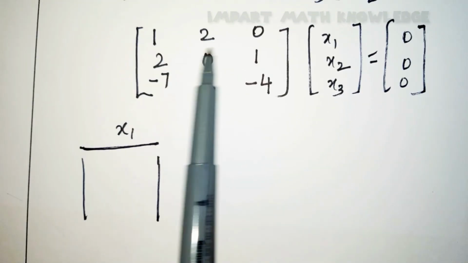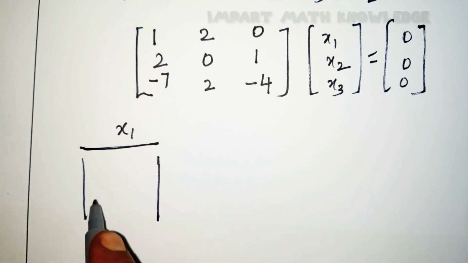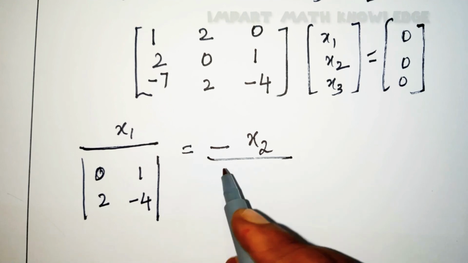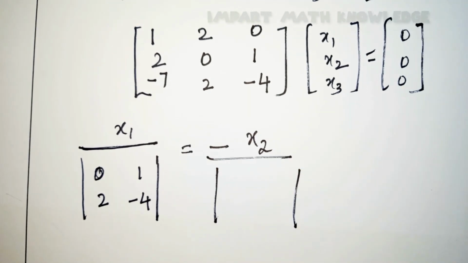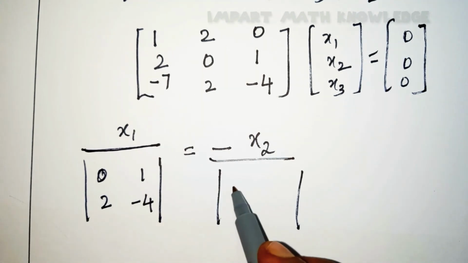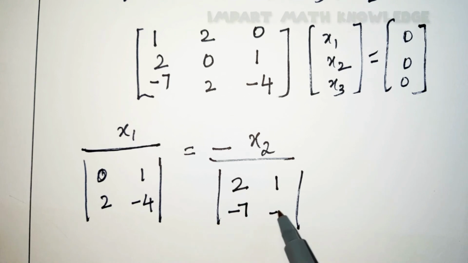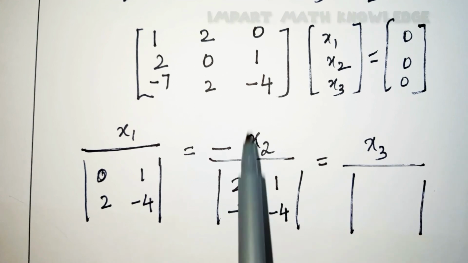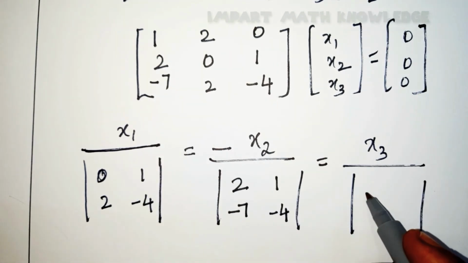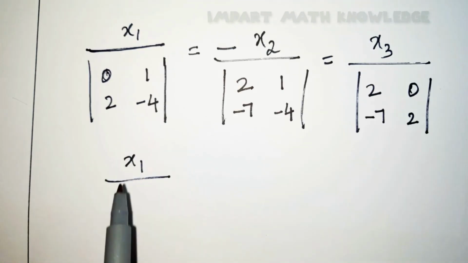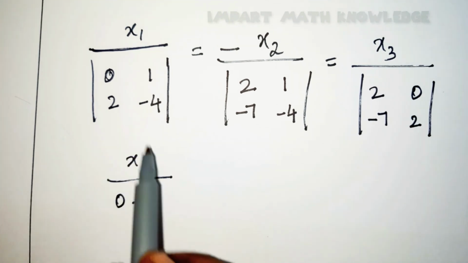For x1 you have to omit the first row and first column, that is [0, 1; 2, -4]. The second term is minus x2. For the second term you have to omit the first row, second column, that is [2, 1; -7, -4]. For x3, you have to omit the first row, third column. So you write [2, 0; -7, 2].